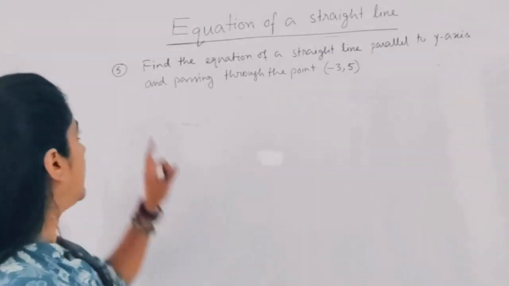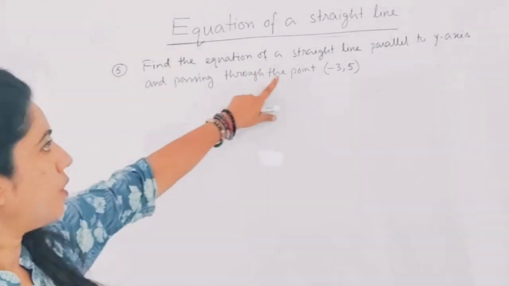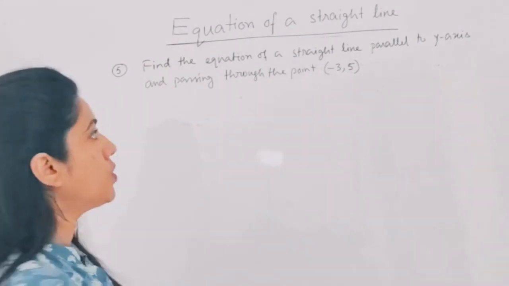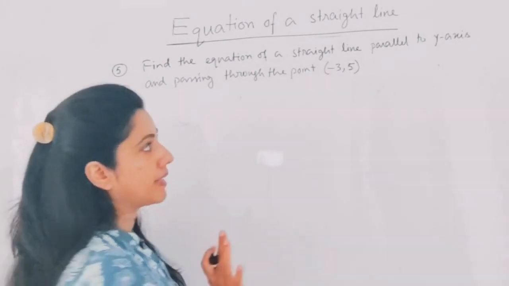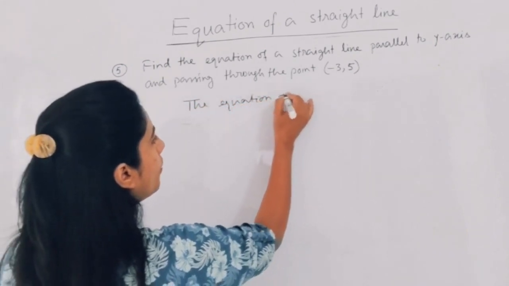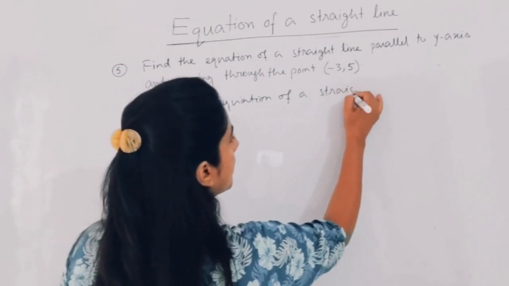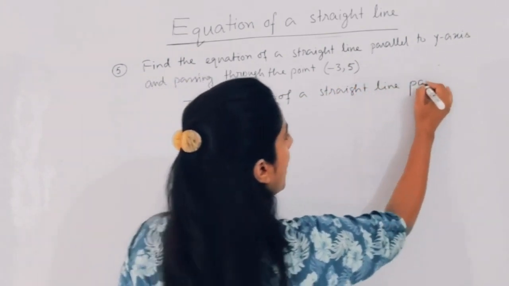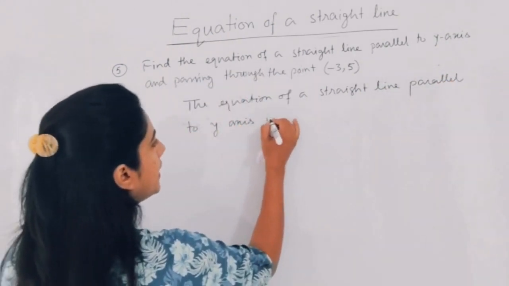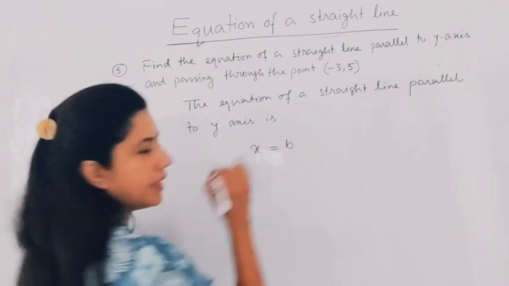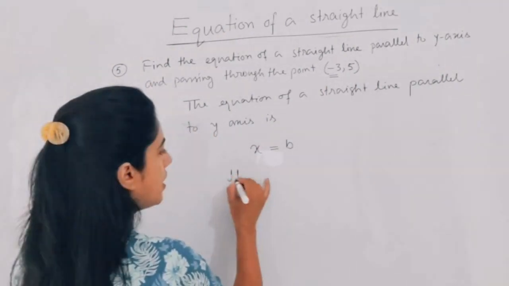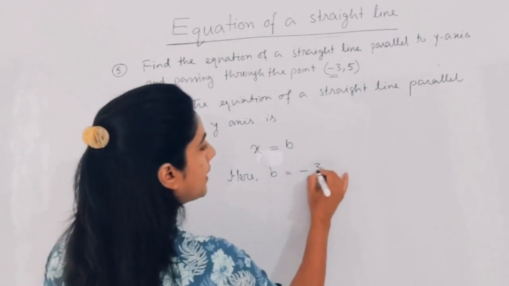So let us proceed to the next question, that is question number 5. Find the equation of a straight line parallel to y-axis and passing through the point (minus 3, 5). So the line is parallel to y-axis. Okay. So we know the equation of a straight line parallel to y-axis is x is equal to b, right? And what is your b here? What is the value of x over here? Minus 3. So just write down here b is equal to minus 3.